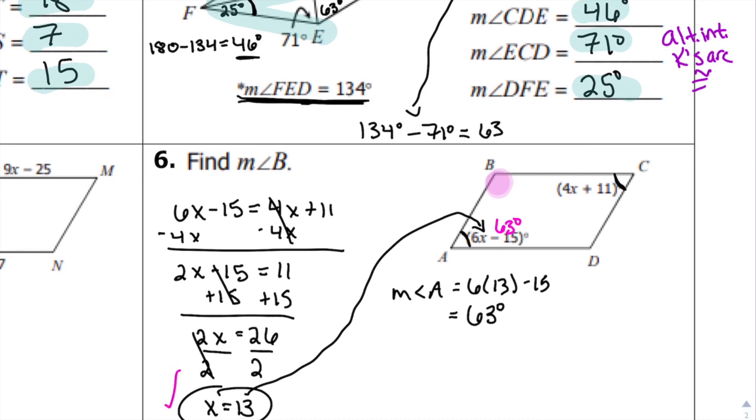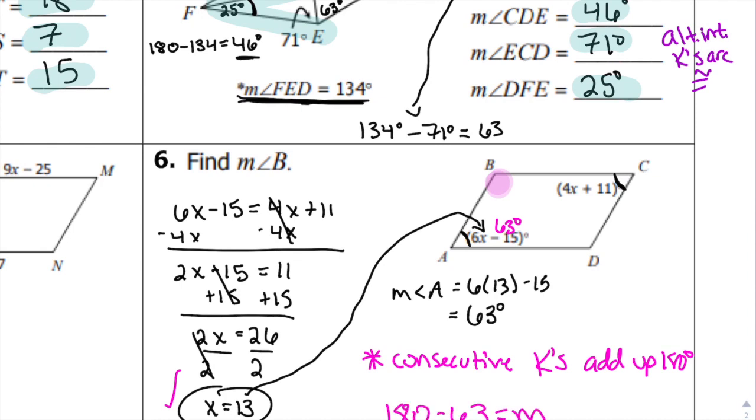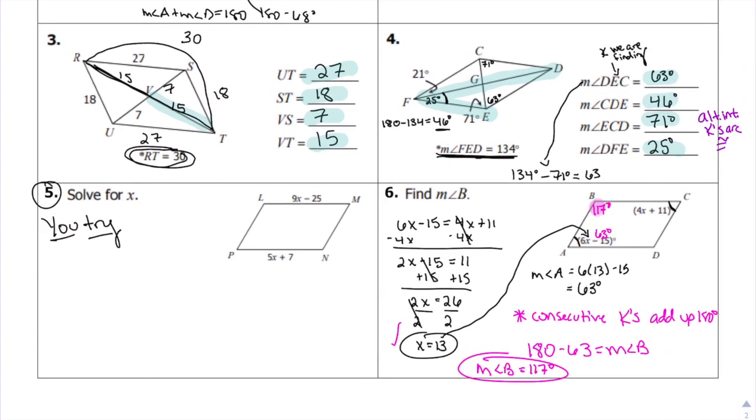Now I need to find the measure of angle B. Now, remember, consecutive angles are supplementary, so they add up to 180. So that means that 180 minus 63 is going to equal the measure of angle B. What should that be? Calculate it for me. 117. So, final answer, measure of angle B equals 117. All right, so that's number 6.